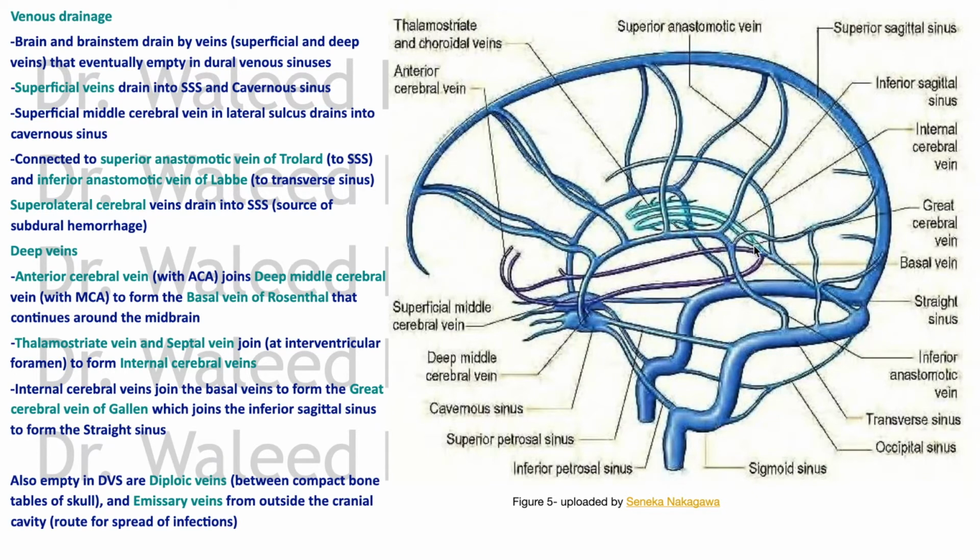Now the internal cerebral veins unite with the basal veins of Rosenthal to form the great cerebral vein of Galen. It's in the superior cistern at the midbrain, behind the midbrain level, opposite the cerebellum. The great cerebral vein of Galen receives the inferior sagittal sinus to form the straight sinus at the top of the tentorium cerebelli. This is the straight sinus. Okay?